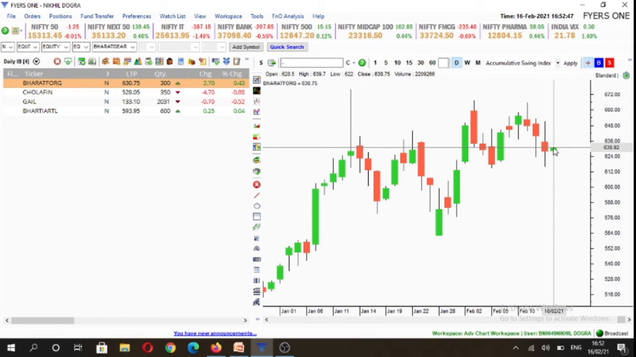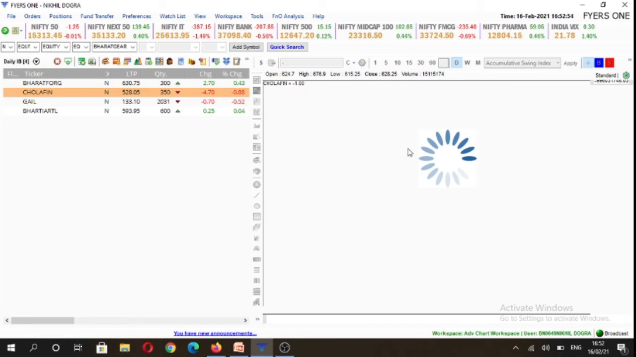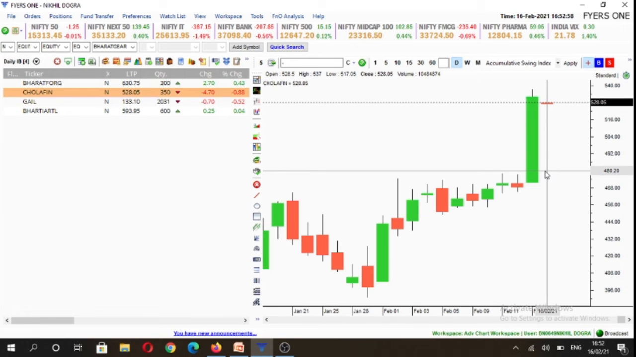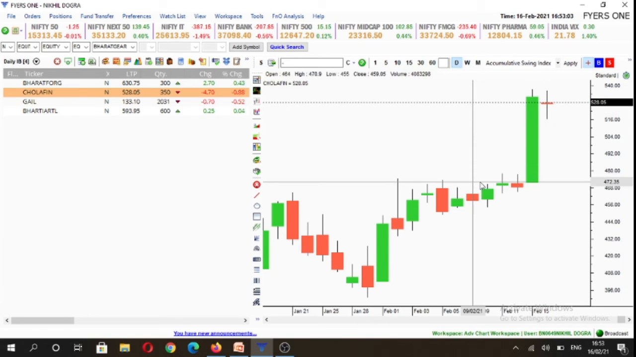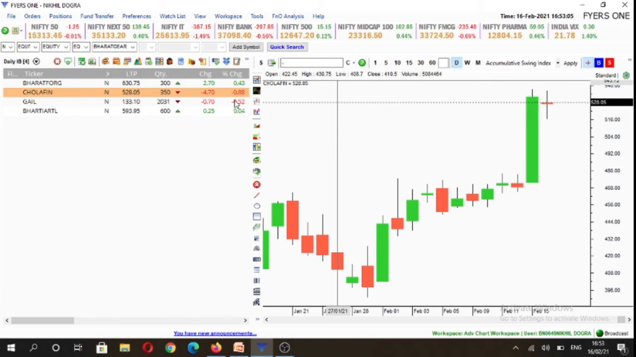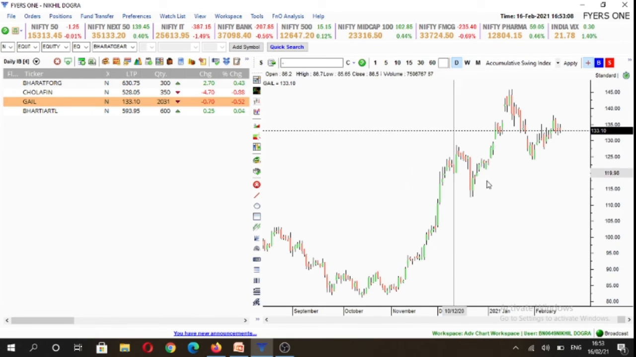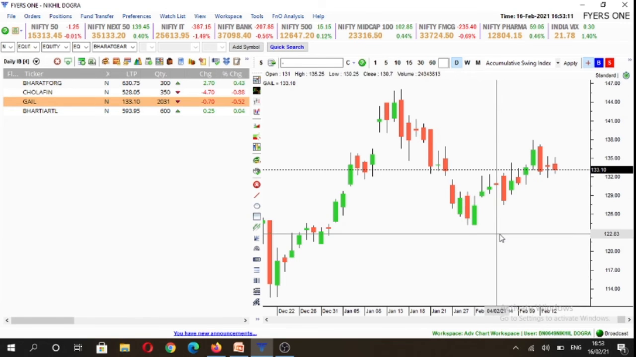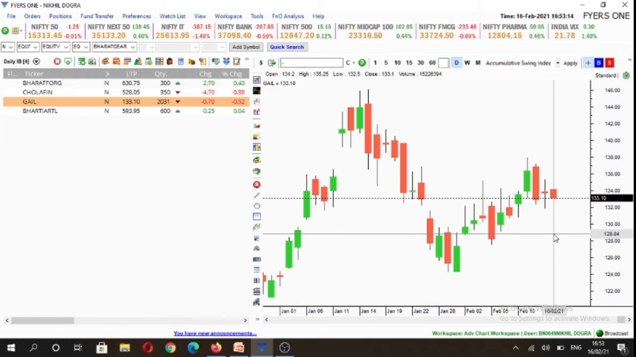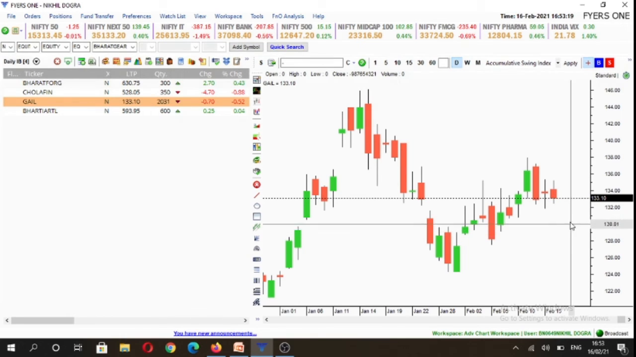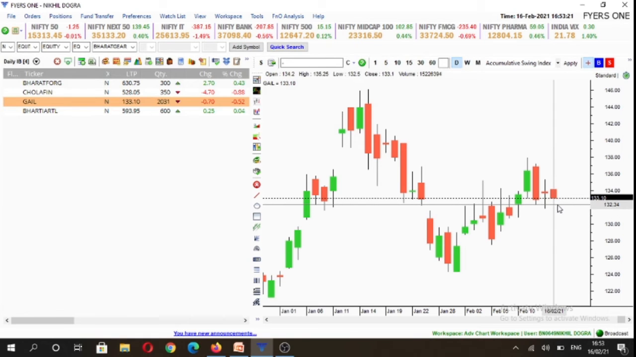Above 639.8 level, we'll look for buying opportunity, and below 621.9, we'll look for selling opportunity in Bharat Forge. In Chola Finance, we'll look for buying opportunity above 537.1 or selling opportunity below 517, and will not be making any trade in between the high-low range. Our third stock is Gale. It's again an inside candle. We'll look for buying opportunity above 135.3 and selling opportunity below 132.4, and will not be making any trades if the high-low range is not broken on either side.